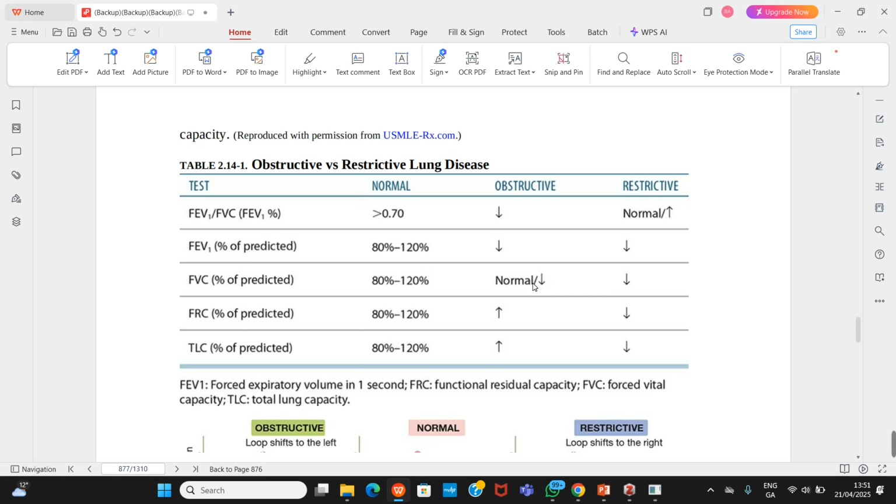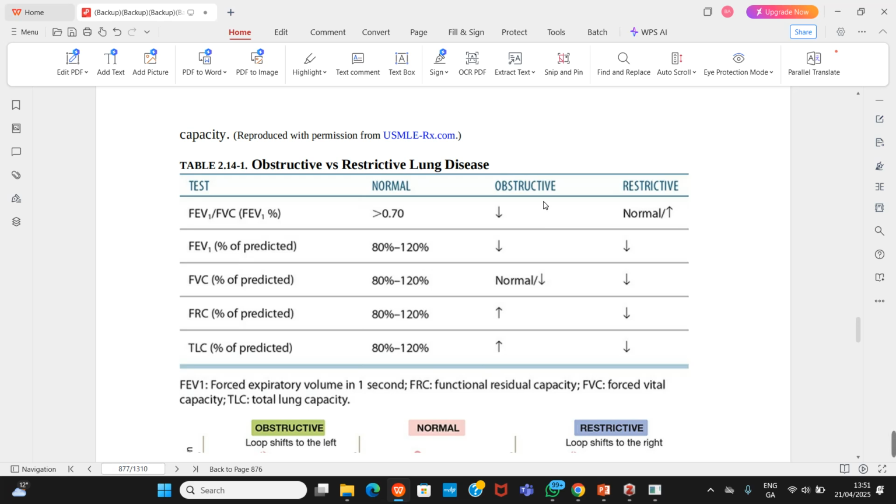Then don't forget, we said if they have a problem with expiration, it means there's going to be air trapping. So the air that remains in the lung at the end of expiration is going to be high because they cannot bring it out. So that is why the functional residual capacity is increased. The total lung capacity, which includes functional residual capacity too, is increased. So anybody wants to tell us what's going to happen to residual volume in people with obstructive lung disease? Increase. It will be increased.